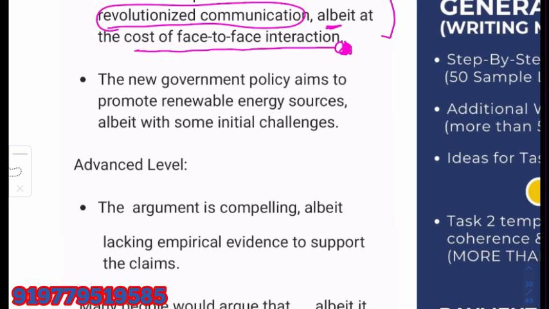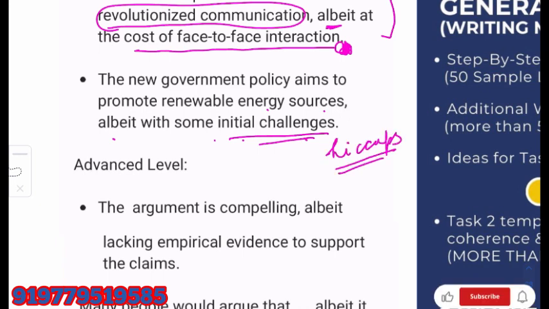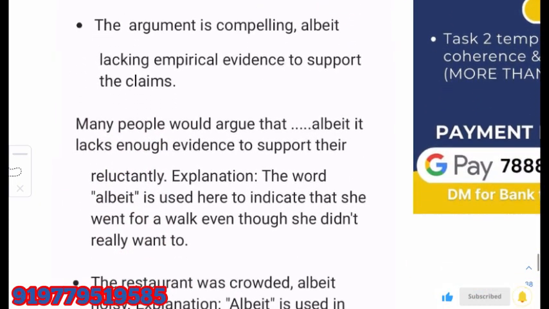The new government policy aims to promote renewable energy sources albeit with some initial challenges. There are initial hiccups also. Okay, a new word came, hiccups. Extempore it goes. Then at advanced level, the argument is compelling, albeit lacking empirical evidence to support the claims. It lacks substantial, or empirical here means statistical.